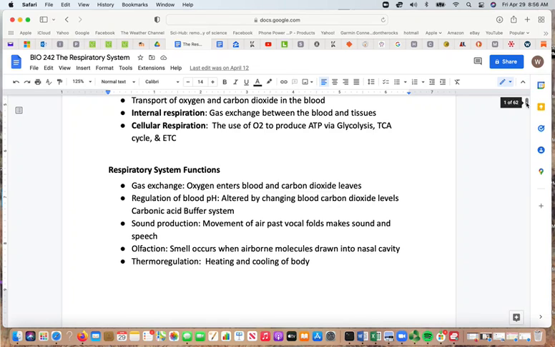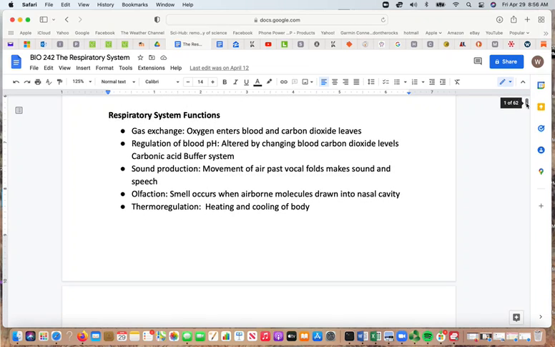Sound production is going to occur with the respiratory system. This is when you move the air past the vocal cords to create speech. Smell happens here. It's part of your nervous system as well, but smell occurs when those airborne molecules go into the nasal cavity. And then thermoregulation, heating and cooling the body.